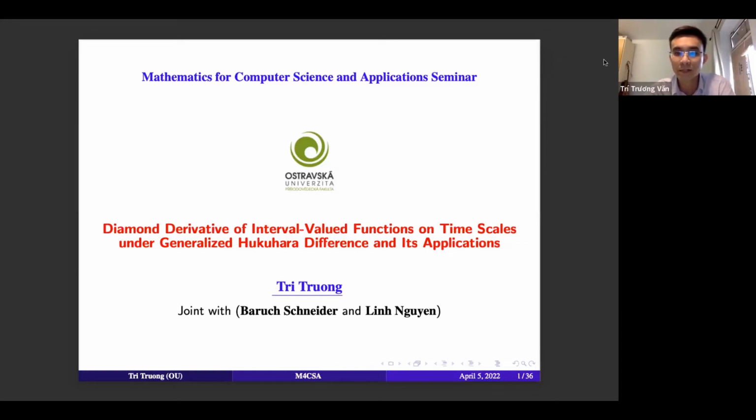Today I will share something about interval analysis on time scales and its application to interval differential equations. This is joint work with my supervisor, Professor Baruch Schneider, and our colleague, Lynn.